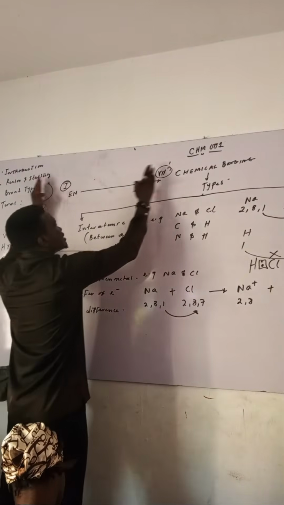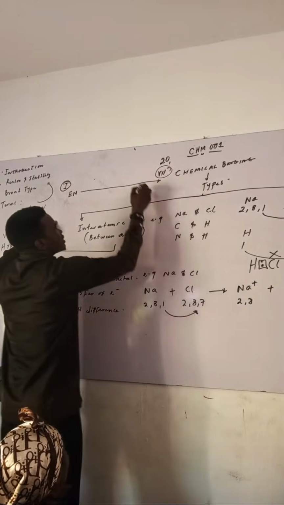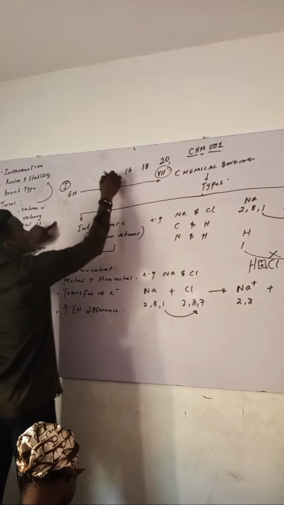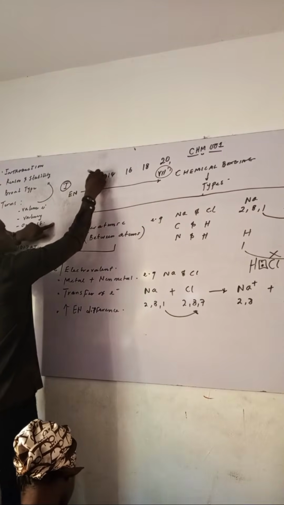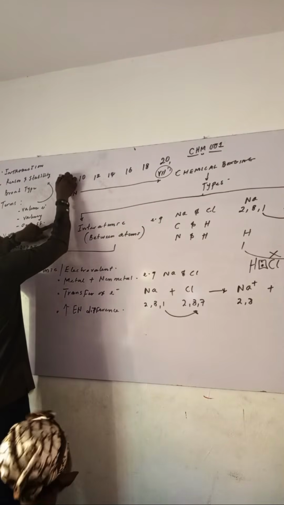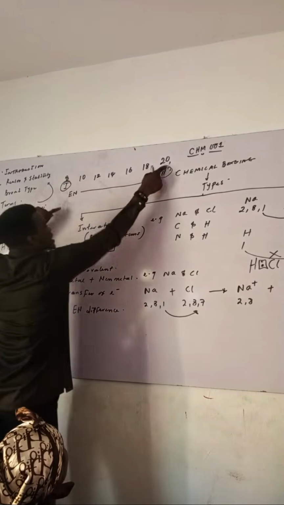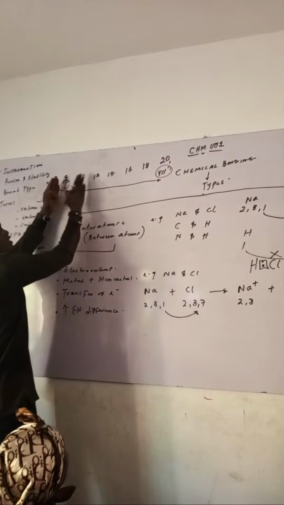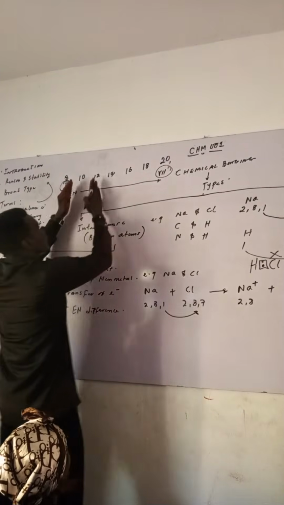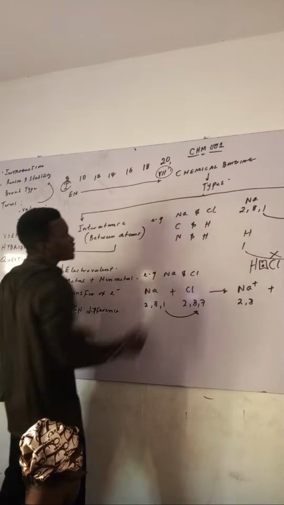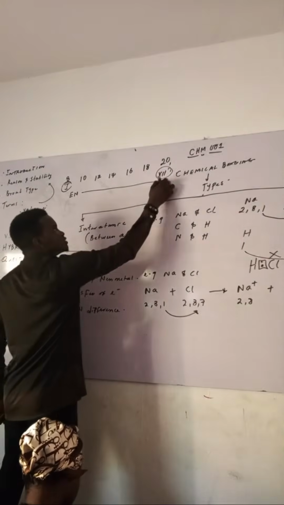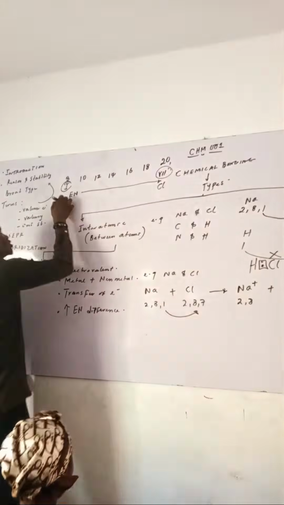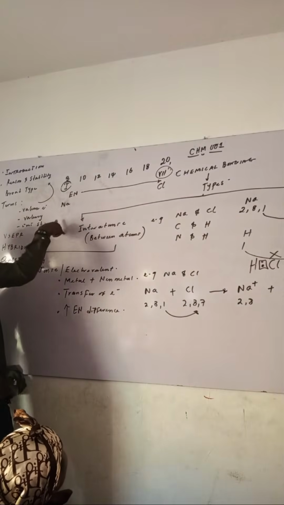So if this one has like 20, the next one might have like 18, this one like 16, 14, 12, 10, 8. So if I say 20 minus 8, you see that the difference is wide. But if I say 10 minus 8, the difference is less. So the difference between these two will be very high. Chlorine is in that position of high electronegativity. Sodium is in that position of low electronegativity.